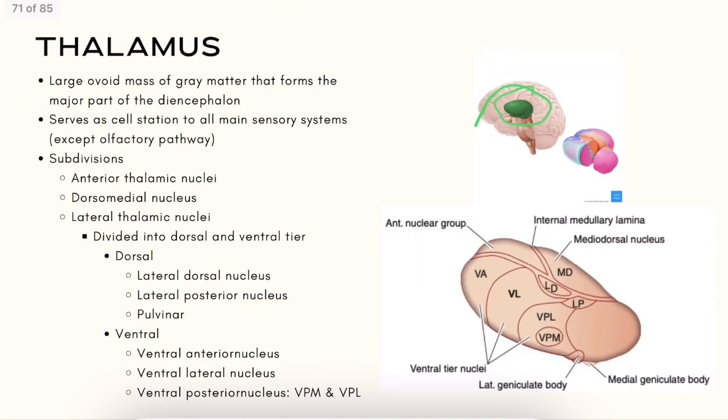Alright, now we're on to the bloody part of the topic. This is our thalamus. Our thalamus is found deep within the brain. It's a large ovoid mass of gray matter that forms the major part of the diencephalon, and it serves as a cell station to all main sensory systems except the olfactory pathway. So our thalamus essentially integrates visceral and somatic functions of the body.